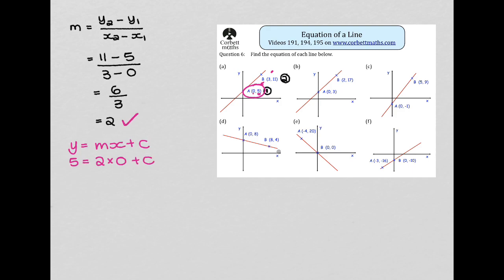My aim is now to solve for c. So I've got 5 is equal to 0 plus c, or 5 is equal to c. I now have an m value and I have a c value. So my equation, y equals mx plus c, becomes y equals 2x plus 5. And that is the equation of this straight line. I want you to copy this down, make notes from it, write little scribbles around it, what I did, and then you are going to look at question B.